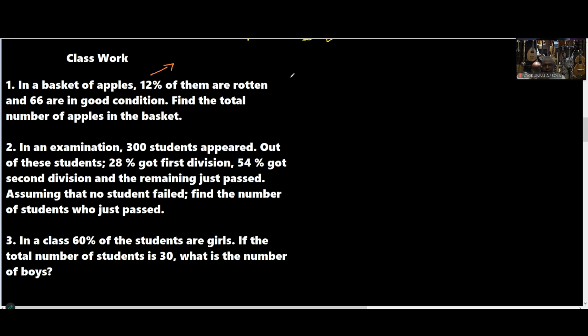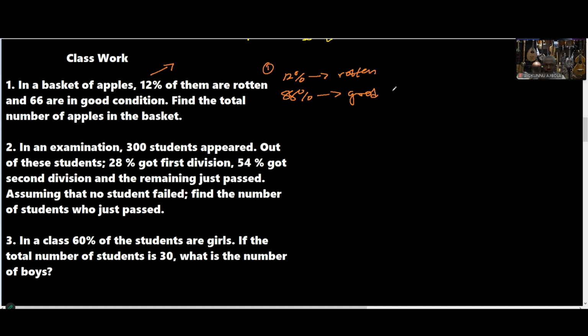So for that number one, if 12% are rotten, what percent is the ones that are good? Just take 12 away from 100. What is 100 minus 12? That is 88, because 100 minus 10 is 90, minus 2, that's 88. So 88% are good.